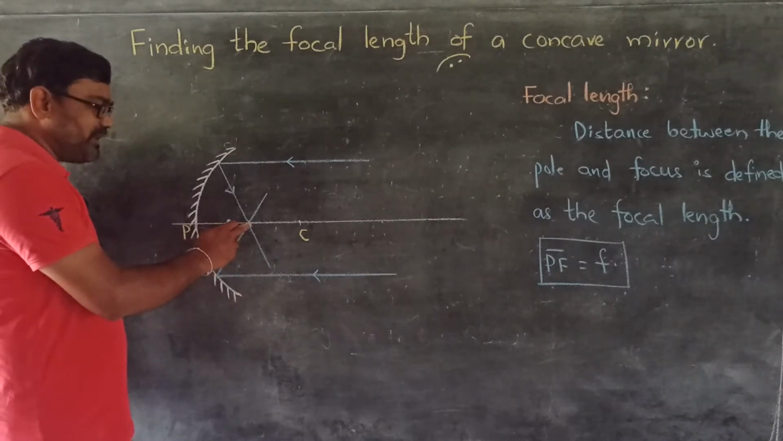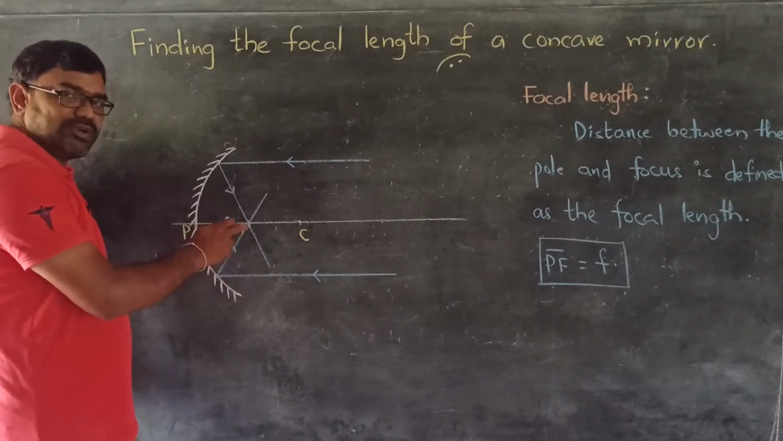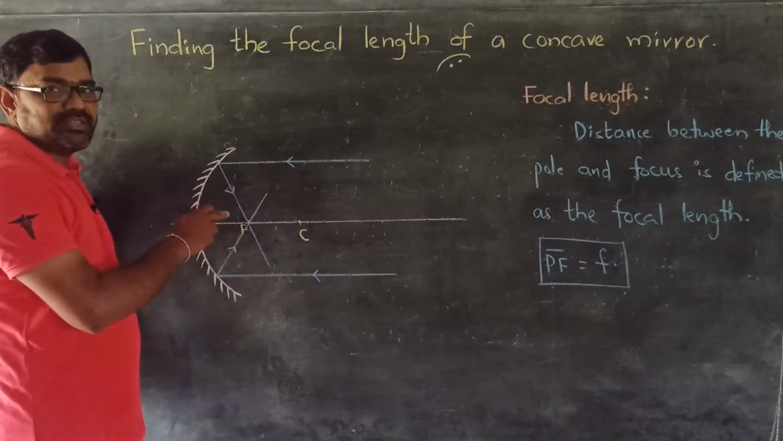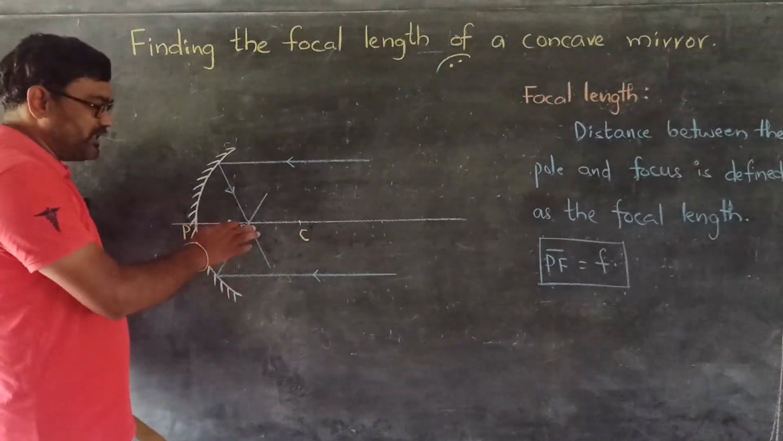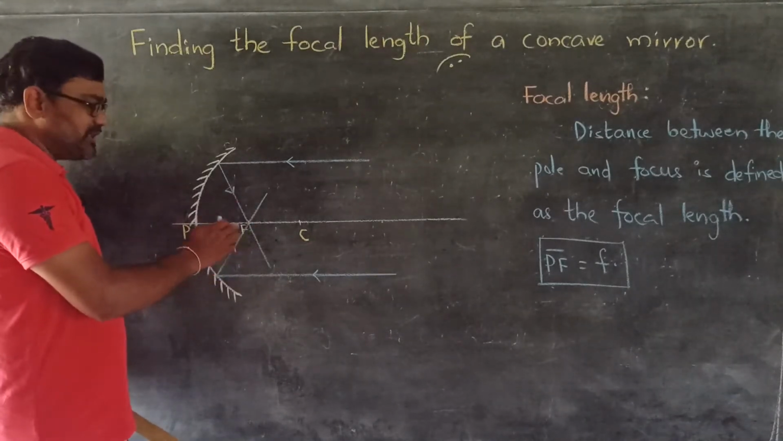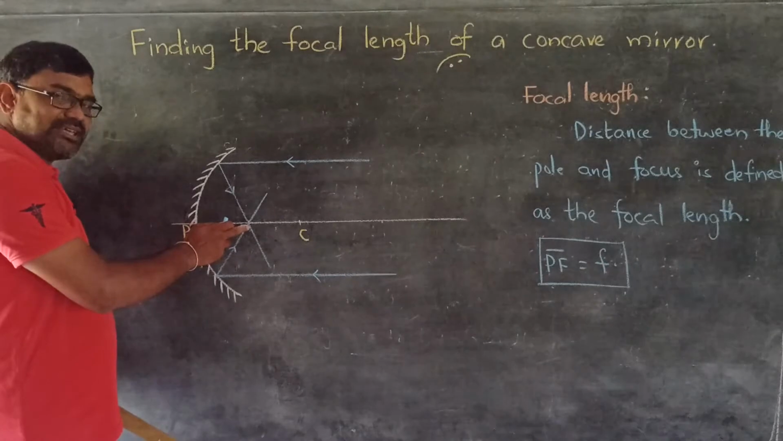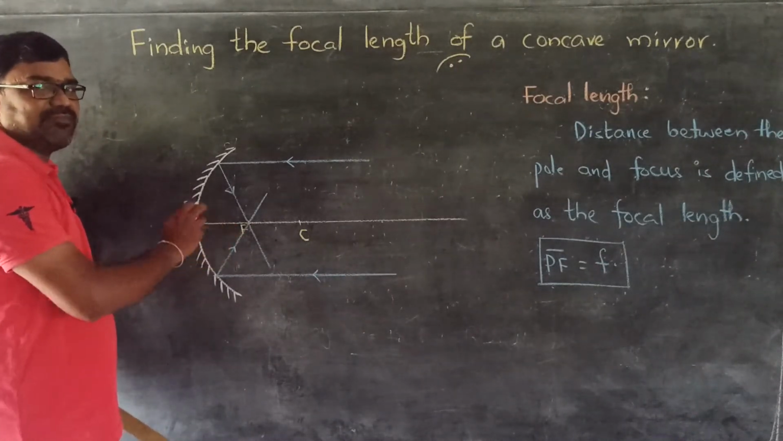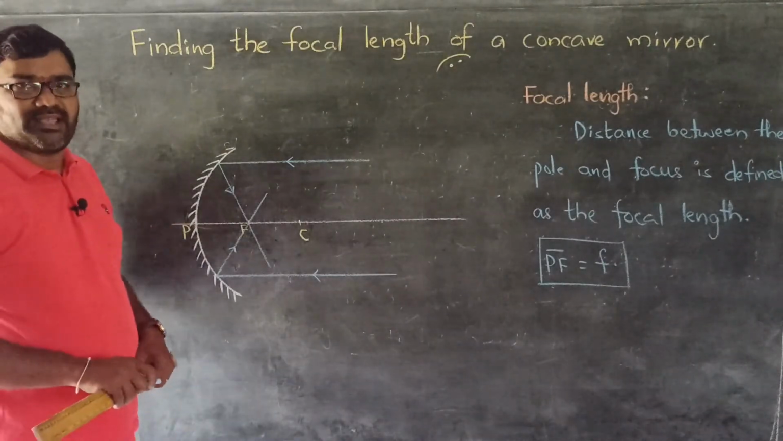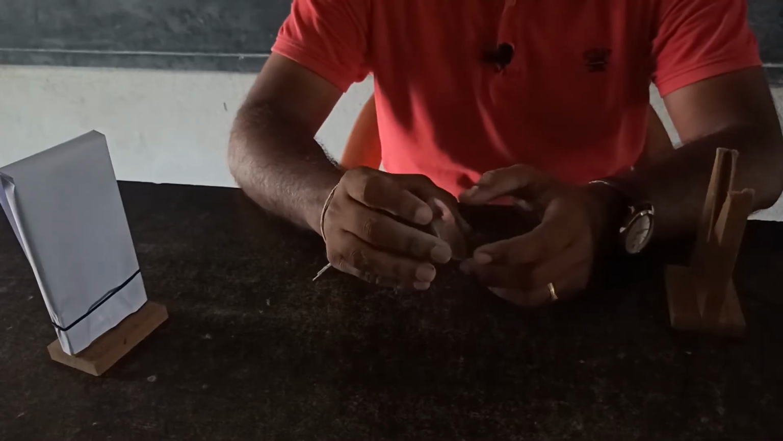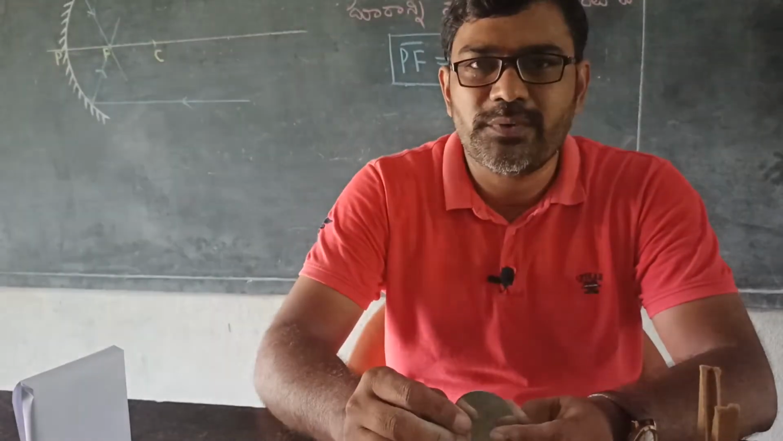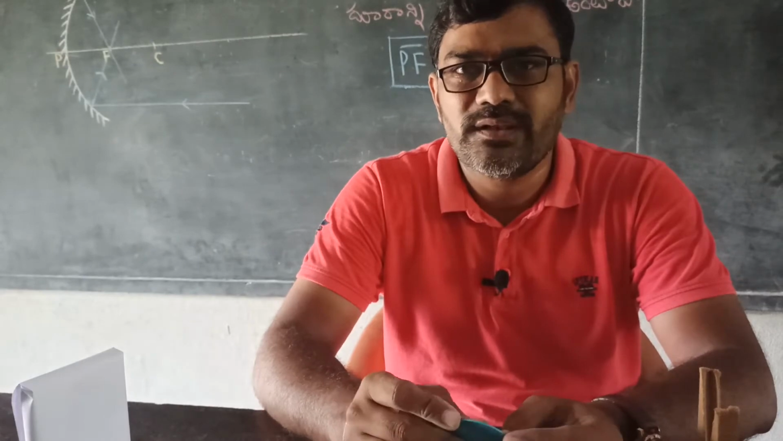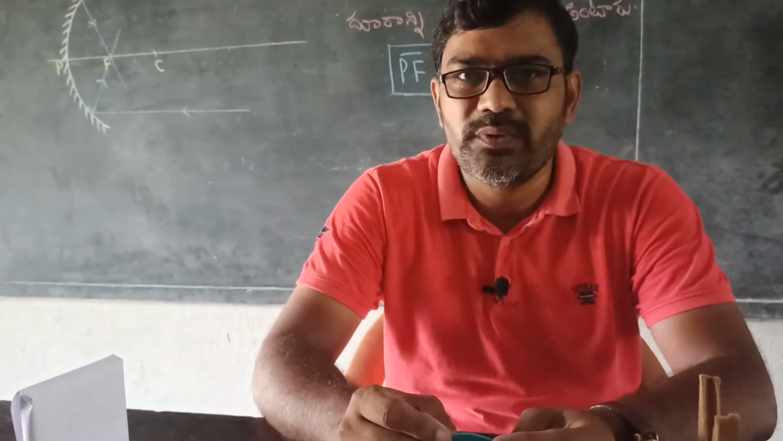So that means we have located the point focus here by placing a screen at which the clear image of the infinity distant object is obtained. So simply measure the distance from the mirror to the screen, we will get the focal length. So that activity we have to do practically. Okay, dear children, now let us perform the activity related to finding the focal length of a given concave mirror.